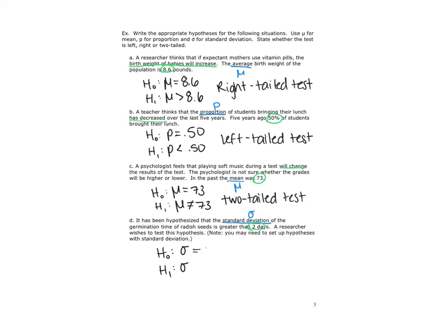So our null hypothesis is sigma equals 2. And the claim is that the germination time is greater than 2 days. So our alternative is sigma is greater than 2. One other note on this last example, D: we won't actually be performing hypothesis tests for sigma, or for standard deviation. But there might be problems on MyStatLab that require you just to set up the hypotheses for standard deviation like we've done here. You won't have to do any other steps when it comes to standard deviation.